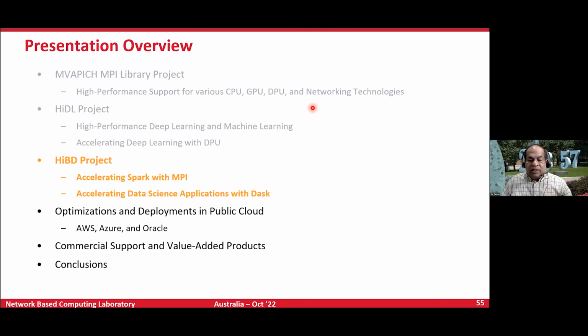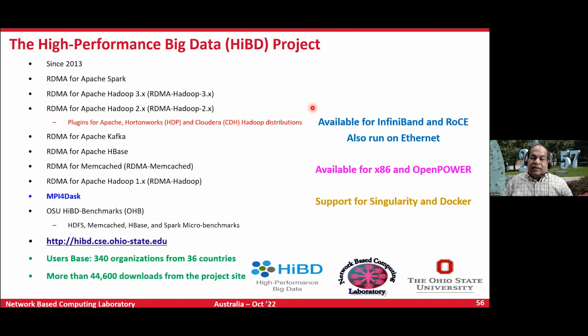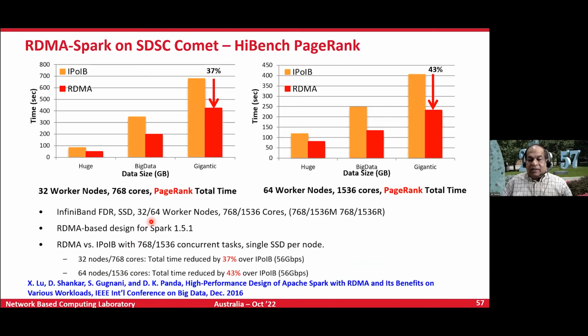So then let me quickly move to the big data project. This project has been going on for a very long time, starting in 2013. We did a lot of work on taking basic Spark, Hadoop, Kafka, HBase, everything to InfiniBand. All these things have been very widely used, and you can download them. But what we are seeing recently is that because newer and newer networking technologies are coming, it is taking a lot of time to redesign for each and every network. So this is where we have started moving into the MPI layer.